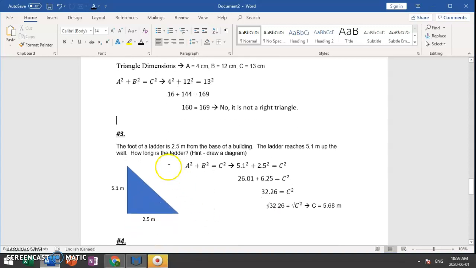For this question, it says foot of ladder is 2.5 meters from the base of a building. The ladder reaches 5.1 meters up, so I kind of drew it so you can see it, right? Reaches 2.5 from the base of the building, goes up 5.1. So it's asking you just to find the hypotenuse right here, which you know how to do. Just follow the steps of the equation. 5.1 squared plus 2.5 squared equals C squared. Do the math. Square root both sides, get rid of the squared. C equals 5.68. You could leave it as square root of 32.26 if you want. That answer will also be right. But if you want to actually simplify it out, that's good as well.